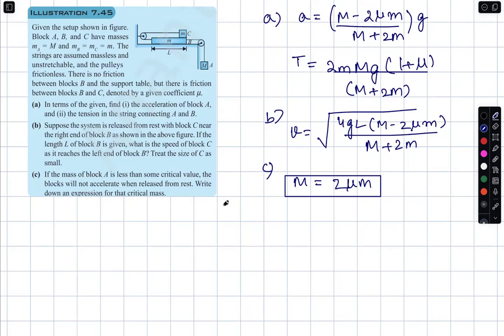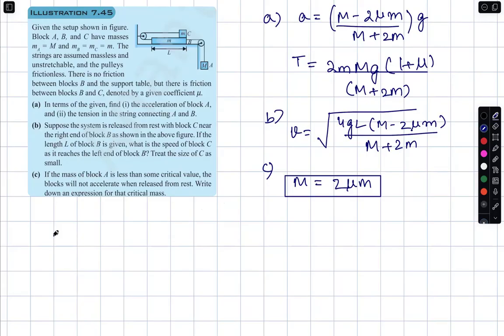Yes, what do you want? In terms of the given data, find the acceleration of block A, and the tension in the string connecting A and B. Suppose friction and all that, it's a different story. First, I will respond to A. Is that okay for you? So for this purpose, a free body diagram is required.